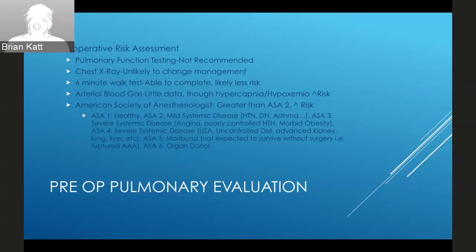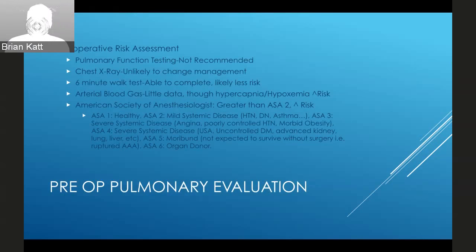So what's a 1? 1 is someone who's healthy, getting an elective surgery, has no other medical problems. 2, mild disease like known hypertension that's controlled, diabetes that's controlled, asthma that's controlled. ASA category 3, things start to get a little bit worse. Perhaps you have chronic stable angina, poorly controlled diabetes, morbid obesity, those types of more significant systemic diseases. ASA category 4 is uncontrolled angina, uncontrolled diabetes, advanced kidney disease, advanced lung disease, advanced liver disease, etc.